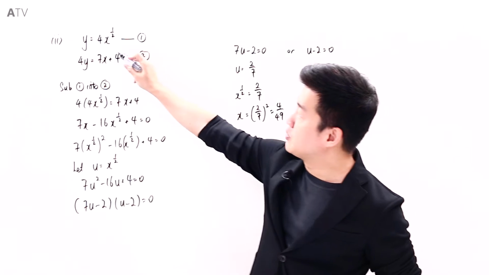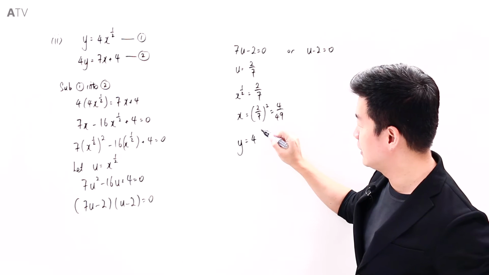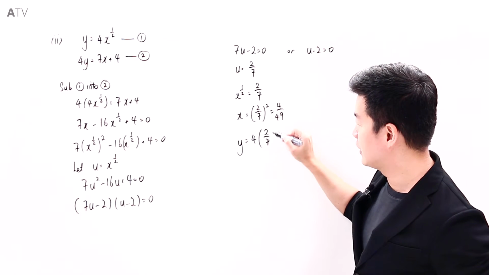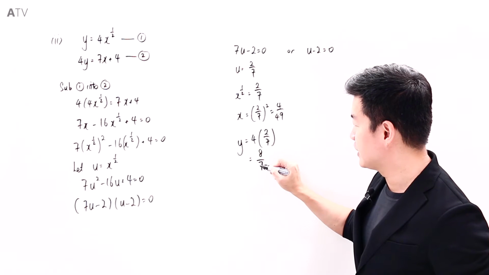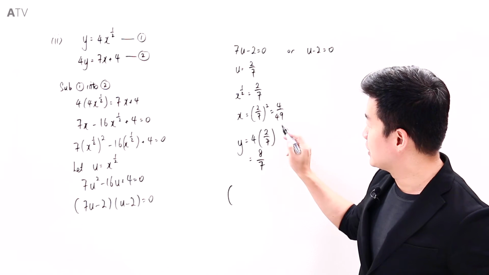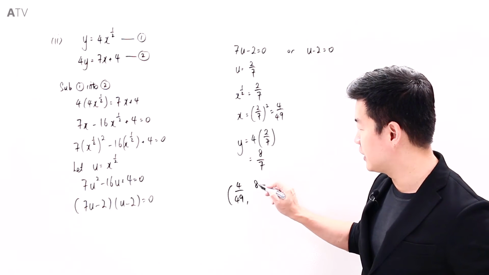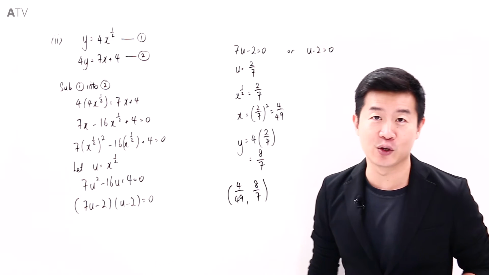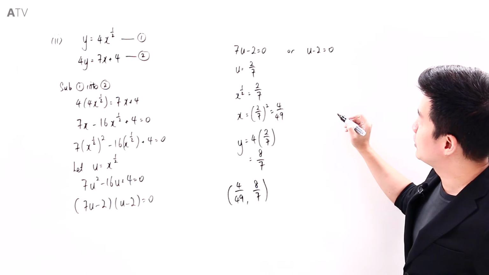So y is going to be 4 times x to the power of half, which is 2 over 7. So here y is going to be equal to 8 over 7, which means that one of the coordinates of the intersection is going to be 4 over 49 as the x coordinate and the y coordinate will be 8 over 7. Let's work on the other set of intersection points.